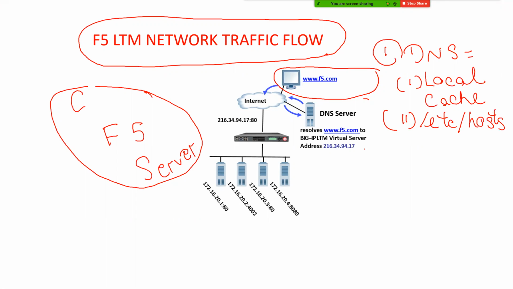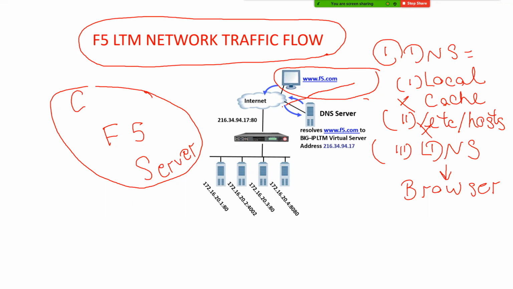You can see all DNS entries in your browser in localhost, the /etc/hosts file. If it does not find an entry in the local cache or /etc/hosts, then it will forward the traffic to the local DNS server defined in your browser. So in this picture, if you see, traffic goes from your internet to the DNS server. The DNS server will give the IP address.